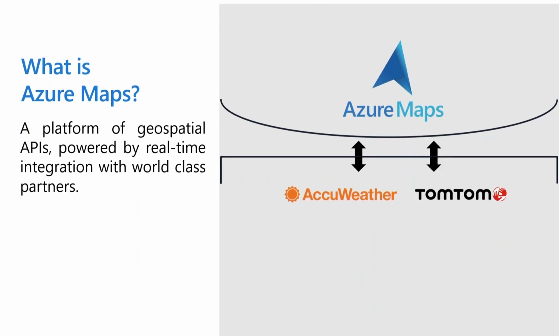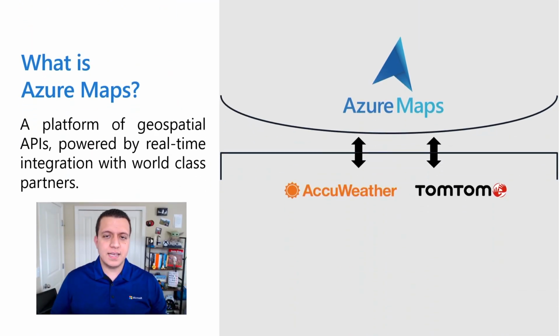But what is Azure Maps? Azure Maps is a set of geolocation APIs that enables developers like you to embed geolocation capabilities and geolocation intelligence into your applications. Azure Maps is built on top of strong partnerships with companies like TomTom or AccuWeather to bring the features and the services that you need for your applications. So now let's explore some of the features and capabilities that you can get as part of the Azure Maps.